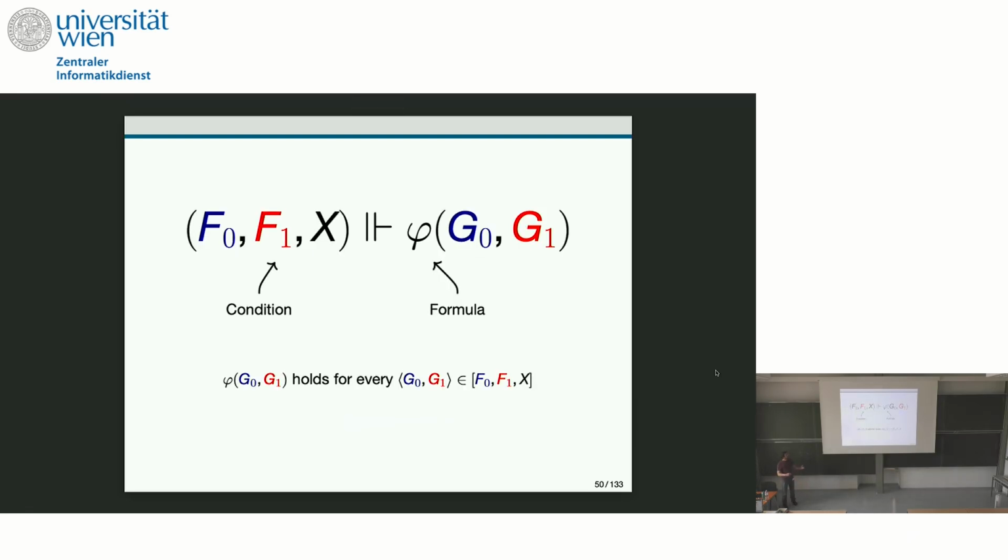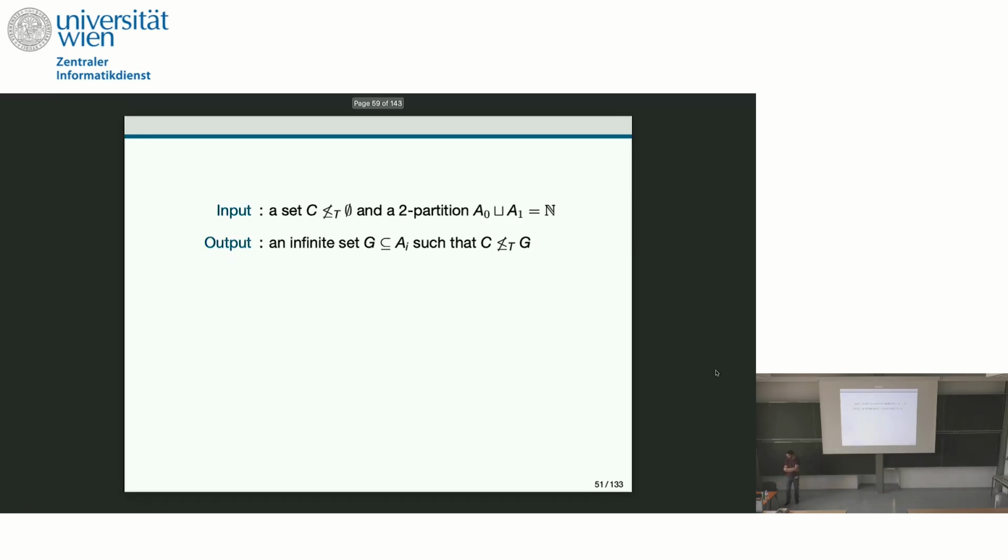So here now the forcing relation is again something for two. You have two sets, two formal sets. You force a relation if your formula holds for every pair of sets. Okay. So still, we want to prove.